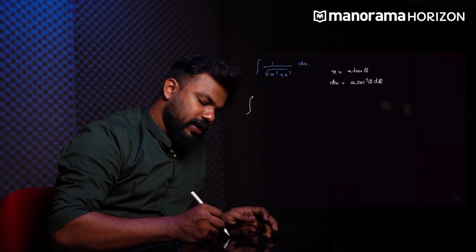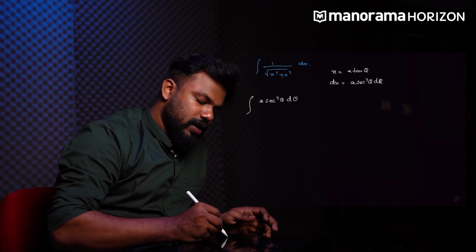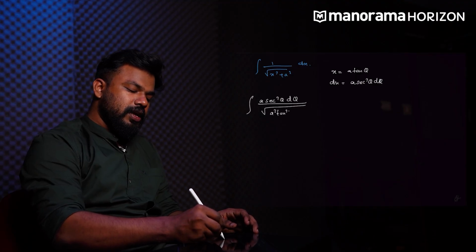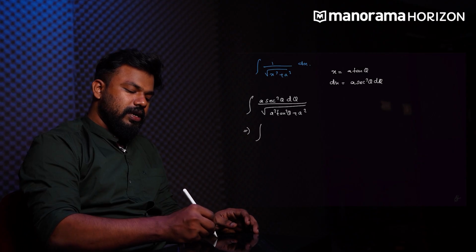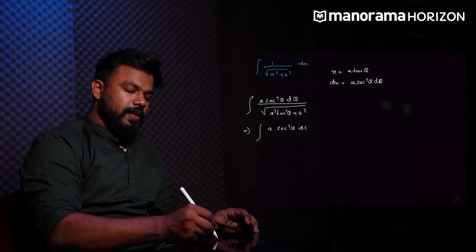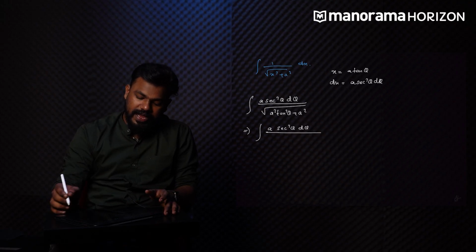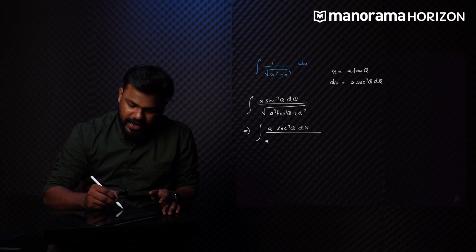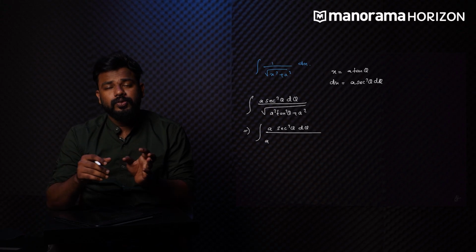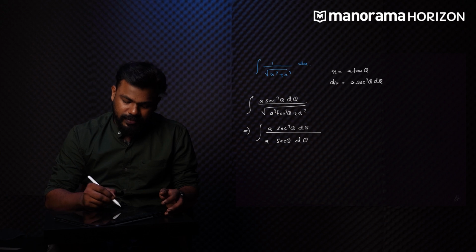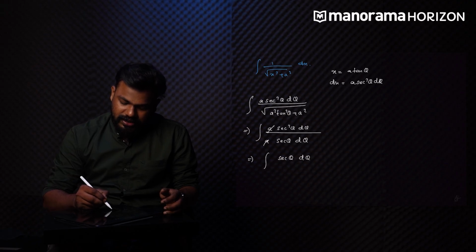So putting all this, I will be getting a sec square theta d theta divided by root of x square. In place of x square, I will be having a square tan square theta plus a square, and that is nothing but integral a sec square theta d theta divided by root of a square tan square theta plus a square. So I can take inside root, I can take a square common. So when I take it outside, I will be getting a, and inside I will be having tan square theta plus 1. Tan square theta plus 1 is how much? Sec square theta, and the root is sec theta. So I can take sec theta outside. So a and a gets cancelled. You have integral sec theta. When you divide sec square theta by sec theta, you have sec theta d theta. So this is what I get.